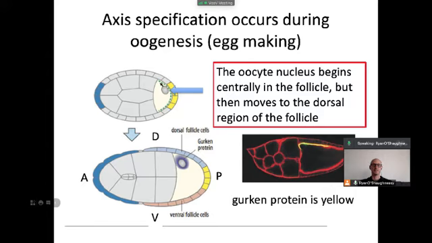So because there's a nucleus there, that's where the Gurken protein is expressed, and this is where Gurken interacts with that nucleus. So here in this immunofluorescence image, we can show that the Gurken protein is much more closely associated with those cells surrounding the developing oocyte. So this just reinforces the fact that dorsal ventral axis specification occurs during the process of oogenesis, or egg making.